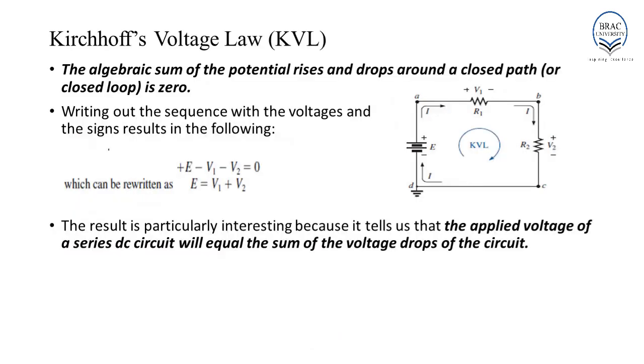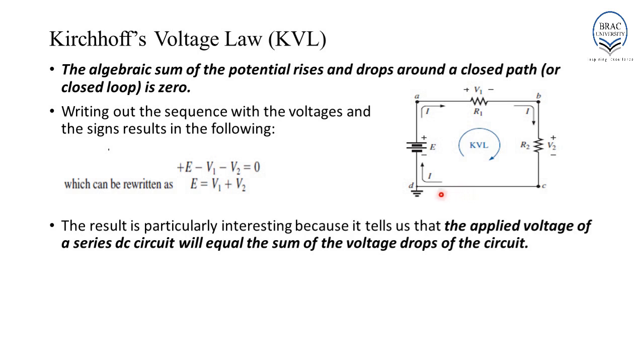In the previous examples, we have applied Ohm's law to solve problems. Now, we will study another law known as the Kirchhoff's voltage law or KVL. According to KVL, the algebraic sum of the potential rises and drops around a closed path or closed loop is 0. Let me explain this statement using the given figure.